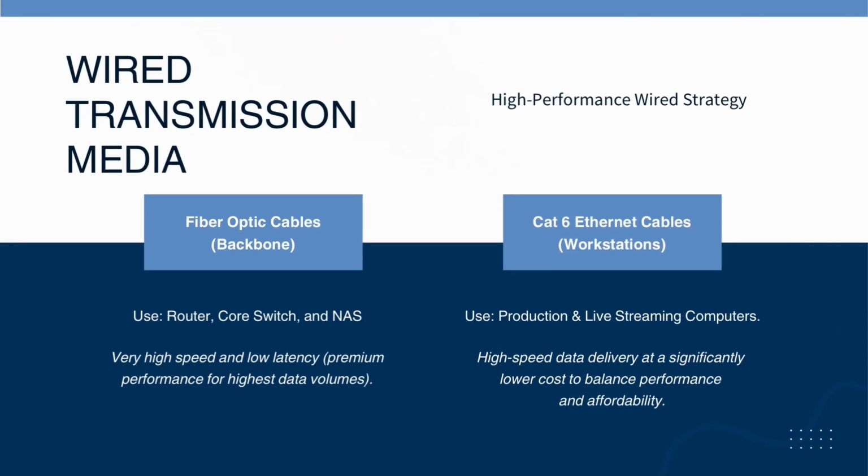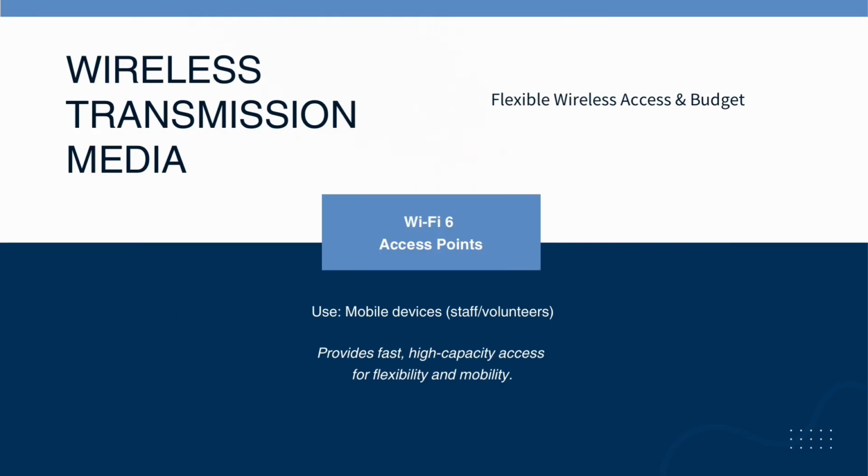We use fiber optic cables for the main connections such as the router, core switch, and NAS because they are very fast and reliable. These are used for large data transfers like video files. For editing computers and workstations, we use Category 6 Ethernet cables because they are fast, affordable, and reliable for daily use. For mobile devices, we installed Wi-Fi 6 access points to give fast and stable wireless internet for staff and volunteers.